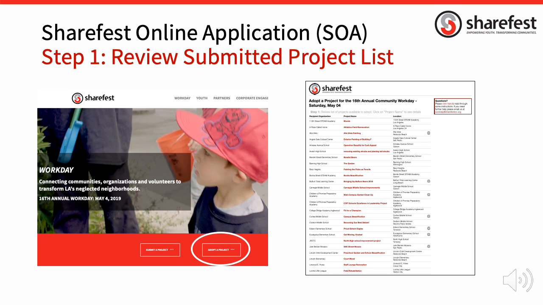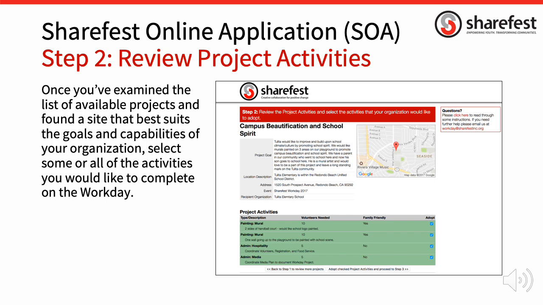Once you visit the Workday webpage, you will see a link to adopt a project. That will take you to a page with a list of submissions that we have received over the past few months. Once you've examined the list of available projects and found a site that best suits the goals and capabilities of your organization, select some or all of the activities that you'd like to complete on the workday by clicking or unclicking the checkboxes under the Adopt column.